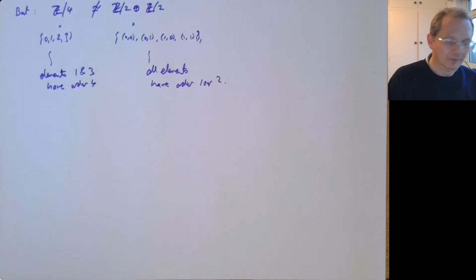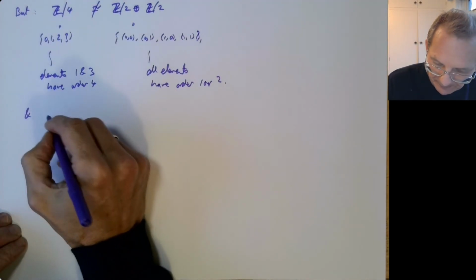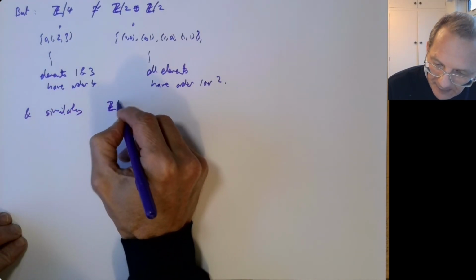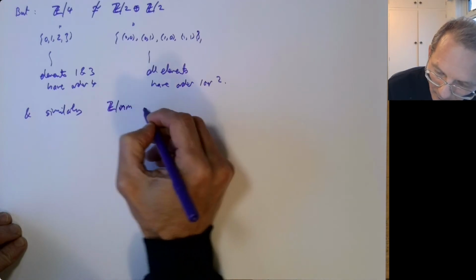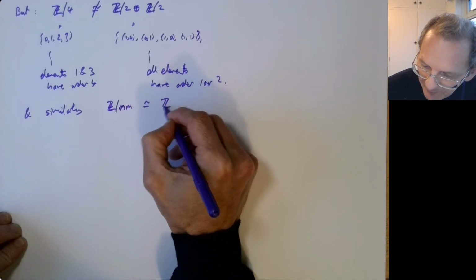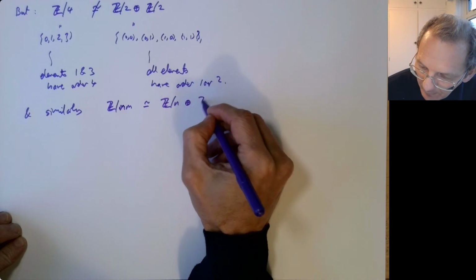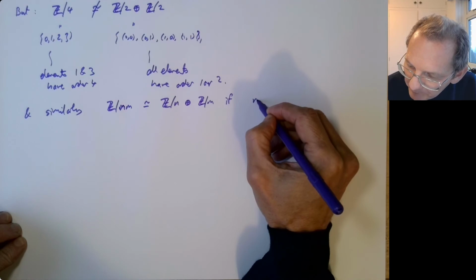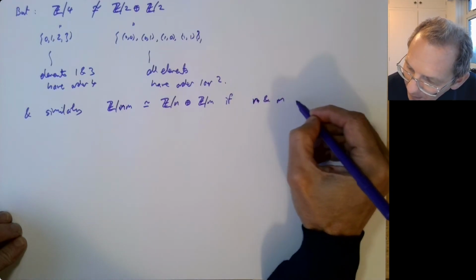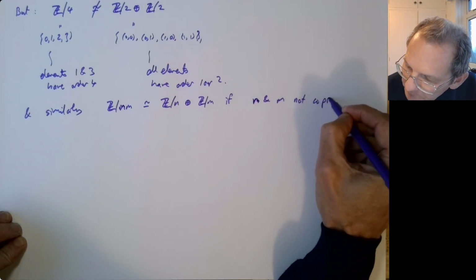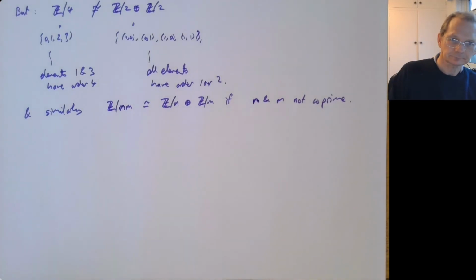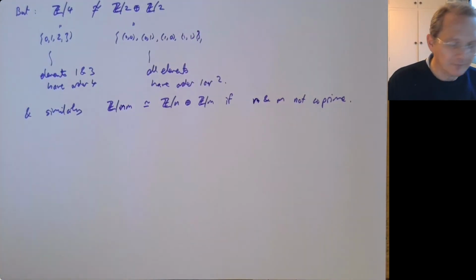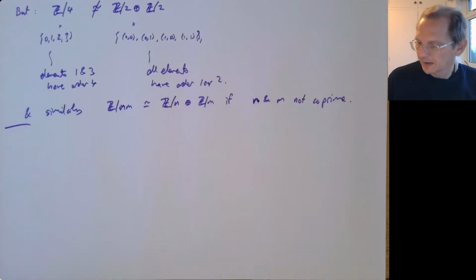So these two groups are not isomorphic, and similarly, Z mod nm is not going to be isomorphic to Z mod n plus Z mod m if n and m are not co-prime. You could take it as an exercise to show that this really is an if and only if thing.